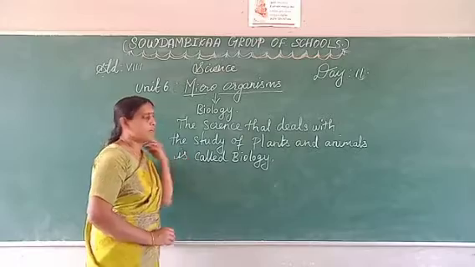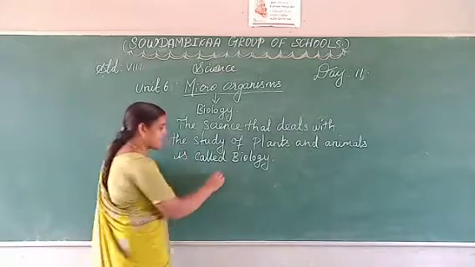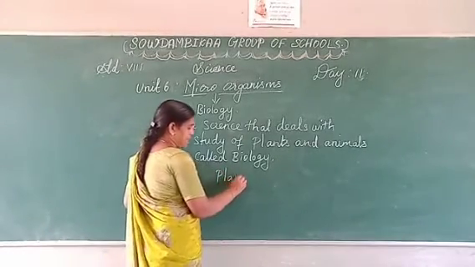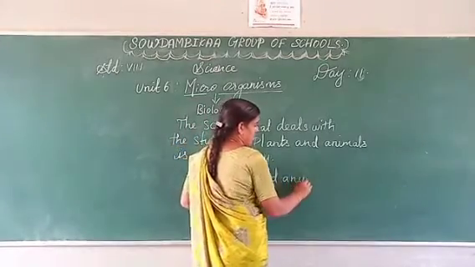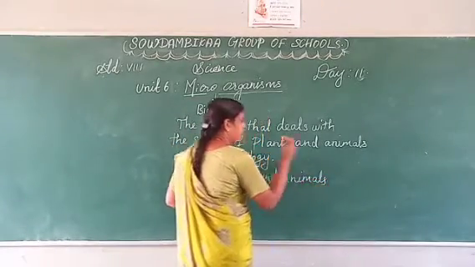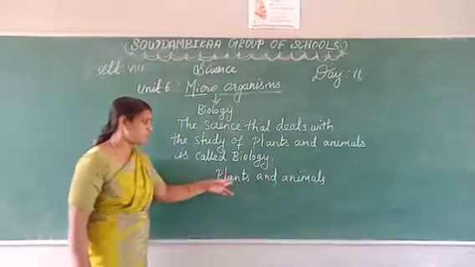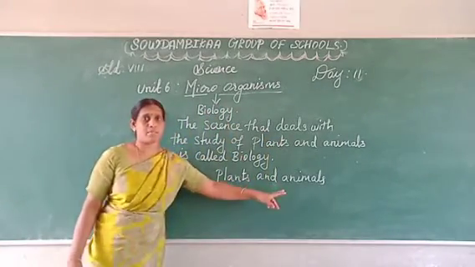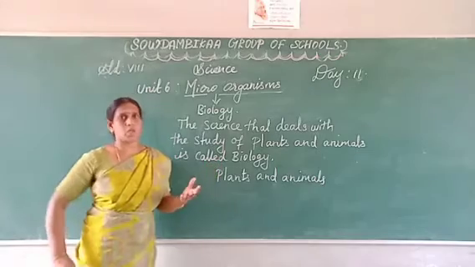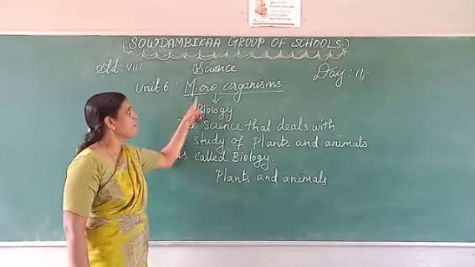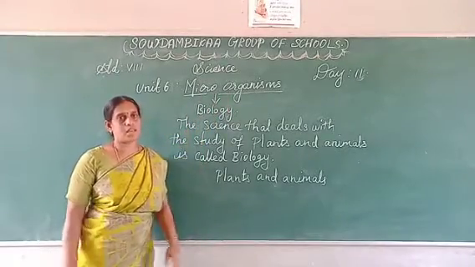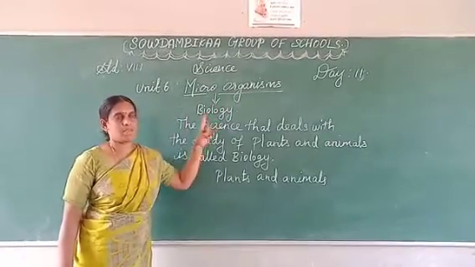Yes. What are living things? Plants and animals are living things. These two are living things. Apart from plants and animals, some other organisms are also on the earth. That is called the microorganism.